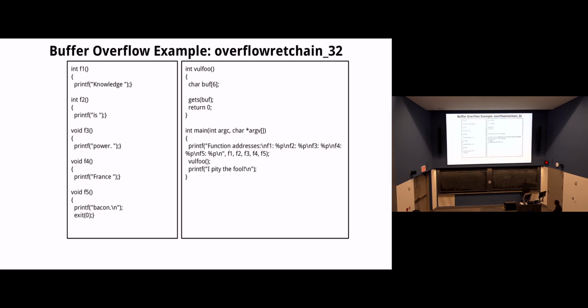Okay. So what do we want to do? We want to print out "Knowledge is power, France is bacon" by giving some malicious input to this program. So how do we do that? We just override the return address one by one, right? How many return addresses do we need there? Six. There are 5 functions, but since I said "knowledge is power, France is bacon," we're going to return to those 5 functions 6 times in total. So one of the functions we're going to return to twice.